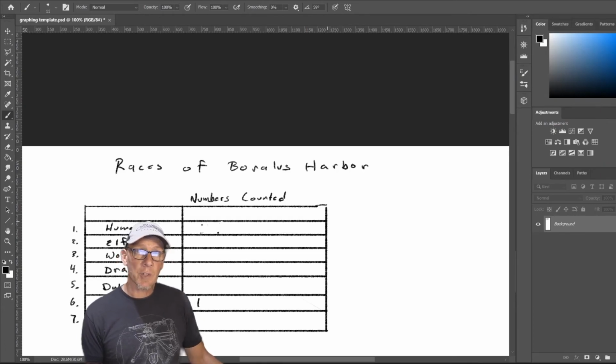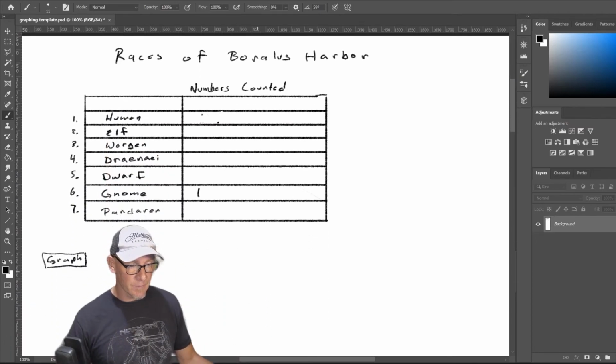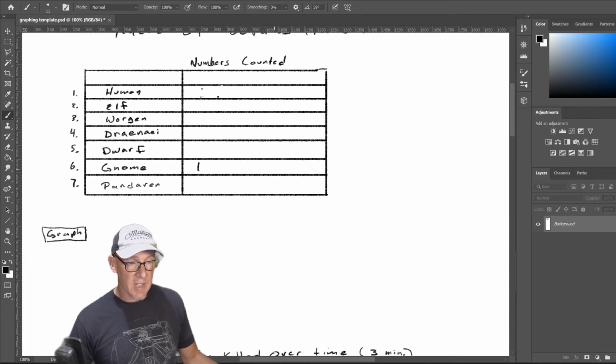And your goal is to create a graph. Down here, you can see where it says graph. So in this space right here, you're going to create a graph that compares the percentage of the playable races in WoW.